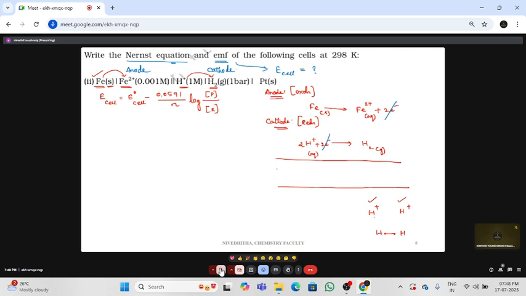So in first reaction, the pending part is iron, which is in solid state, plus 2 times of H plus, which is an aqueous medium, gives Fe2 plus, which is an aqueous medium, plus hydrogen gas. So this is the overall cell reaction. Here Fe was oxidized to Fe2 plus and H plus gained electron, which means H plus reduced to get converted into hydrogen gas. So basically this overall cell reaction is a redox reaction.